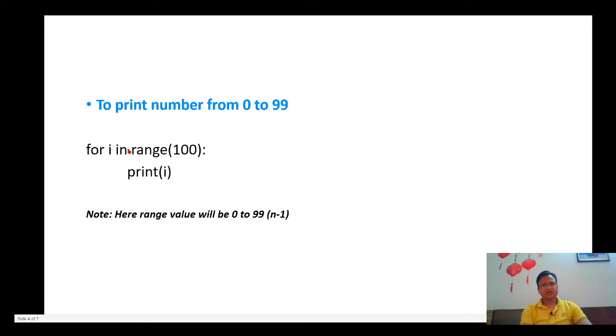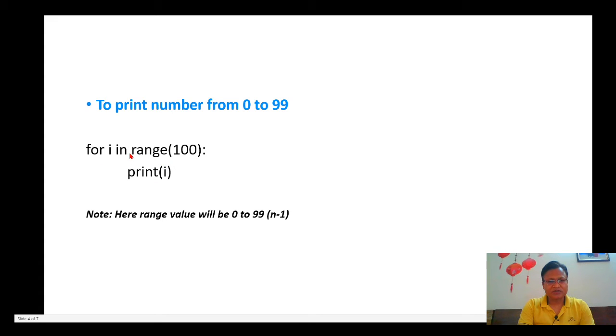Suppose there is a problem in which I want to print numbers from 0 to 99. Let's see how we will use a loop with the help of the range function to print numbers from 0 to 99. The concept is very simple: we will write for i in range(100).